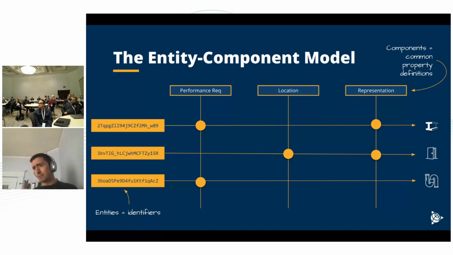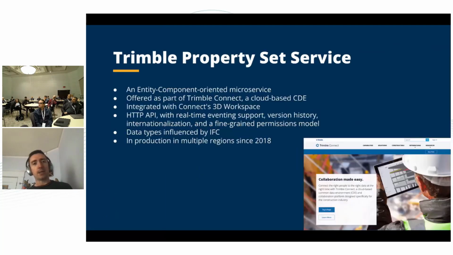So when we were talking about ECS and observing patterns that are happening in the wild, it was like, hey, we've got at least one of these things at Trimble, and I thought it was a good example to show how this is being used in practice today. We have the Trimble property set service, and the name "property set" is derived from IFC, and at its core it really is an entity component oriented microservice.